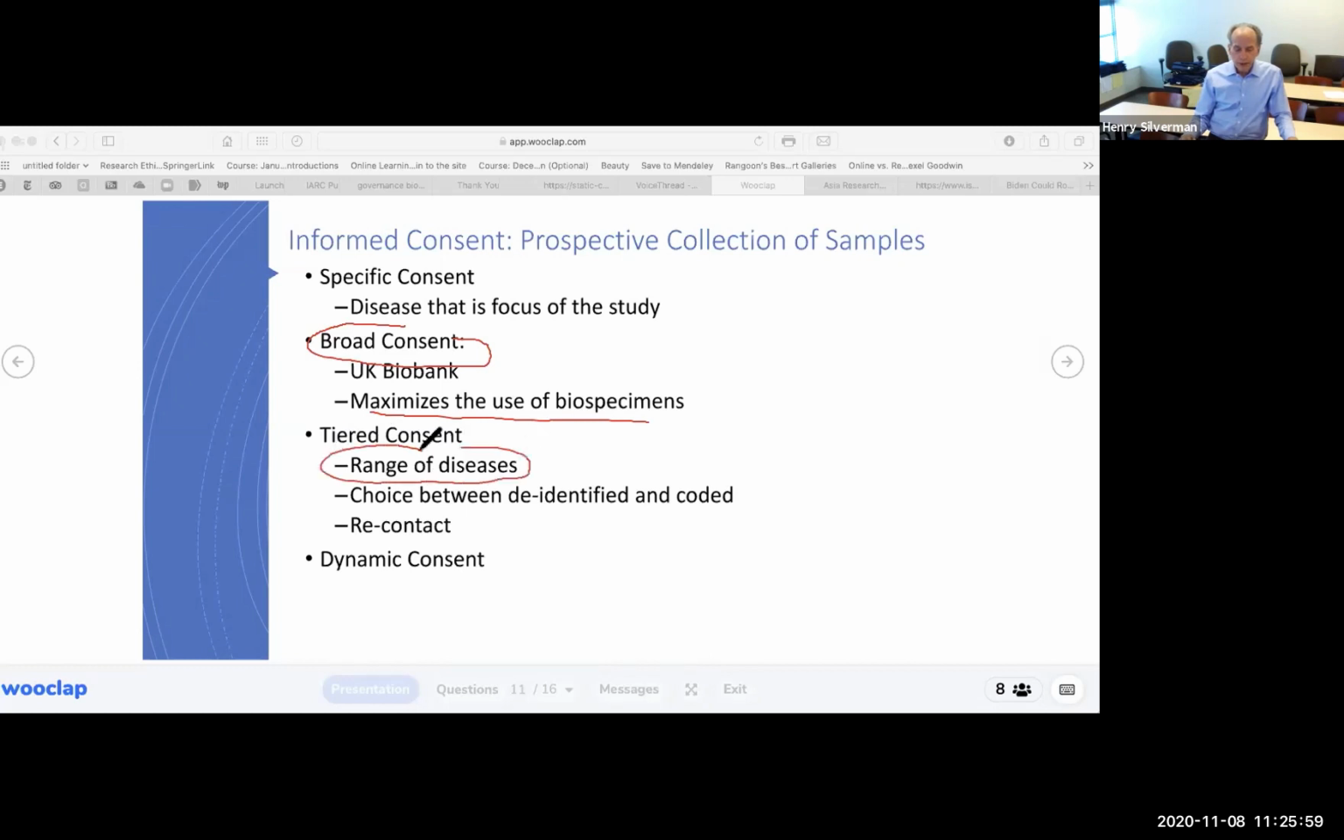There is this concept of tiered consent, where individuals could be given a menu of options, a range of diseases, whether the secondary research study involves an illness similar to my illness, or it could be a range of diseases. It could be a choice between using only de-identified data or coded data as well, and whether they want to be recontacted as well. Let me also bring up this concept of dynamic consent, which was a topic in one of the articles I disseminated.